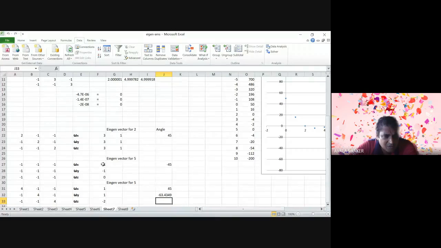So if these are the directions of omega, which will be the angular momentum directions also, then the angle will be minus 45 degrees in this case.